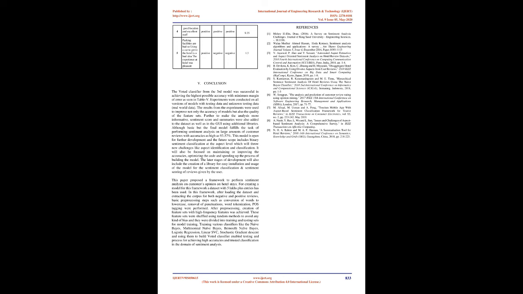V. Conclusion. The voted classifier from the third model was successful in achieving the highest possible accuracy with minimum margin of error as seen in Table V. Experiments were conducted on all versions of models with testing data and unknown testing data, real-world data. The results from the experiments were used to improve not only the accuracy of models but also the quality of the feature sets. Further, to make the analysis more informative, sentiment score and summaries were also added to the dataset as well as in the GUI using additional libraries.